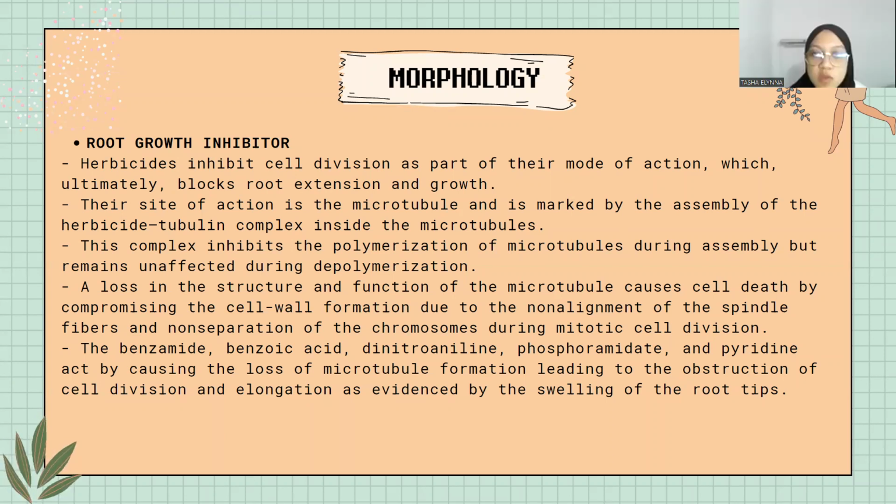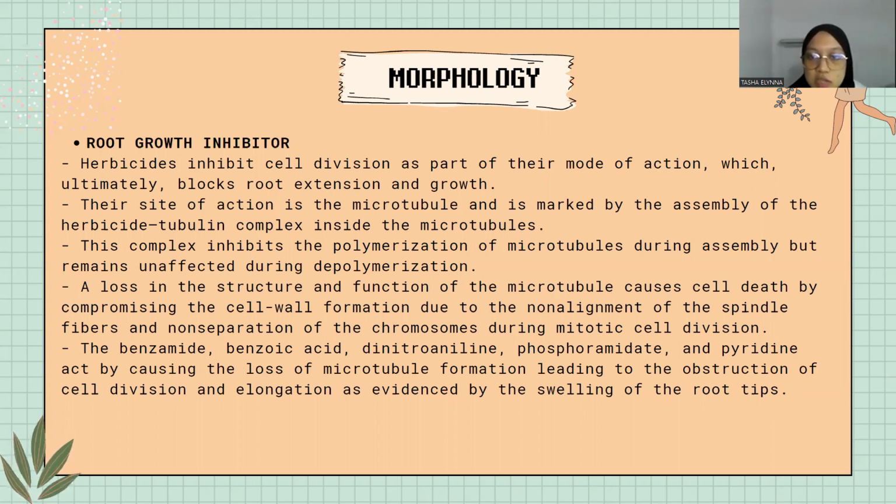So I will continue with the plant's response to herbicides in terms of its morphology. Firstly, herbicides are root growth inhibitors. How does that happen? These herbicides inhibit cell division as part of their mode of action, which ultimately blocks root extension and growth. Their site of action is the microtubule and is marked by the assembly of the herbicide-tubulin complex inside the microtubules. This complex inhibits the polymerization of microtubules during assembly but remains unaffected during depolymerization.